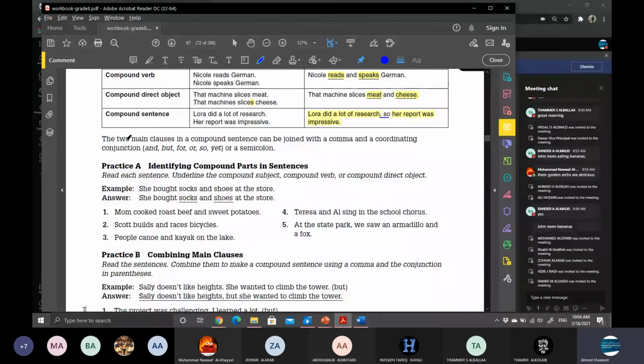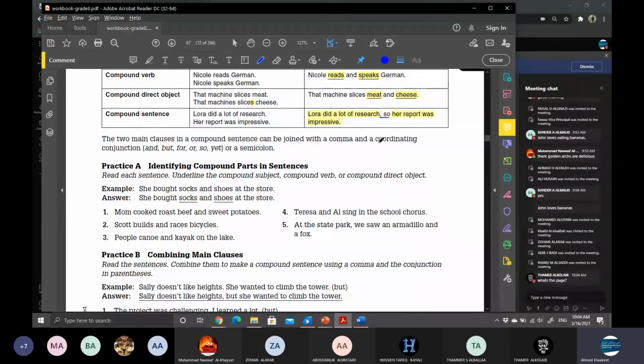So once again, two main clauses in a compound sentence can be joined with a comma and a coordinating conjunction. And here are some of the coordinating conjunctions. And if you just forget about the coordinating conjunctions, we can always type FANBOYS. So FANBOYS are all the coordinating conjunctions in English.